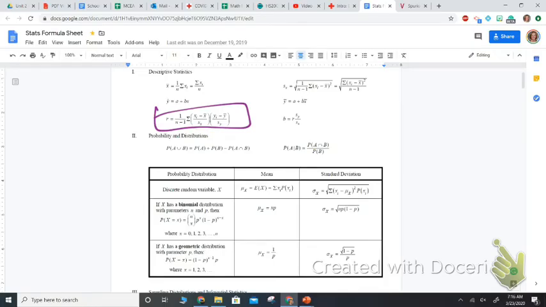So here is that formula for your R value on the formula sheet. Again, it's there. You won't really need to use it though.